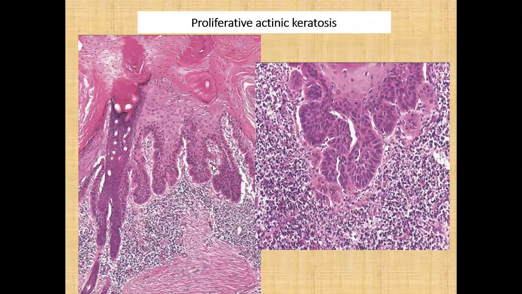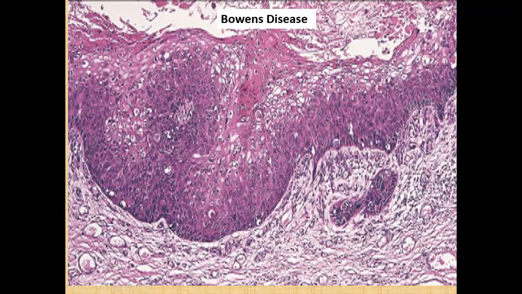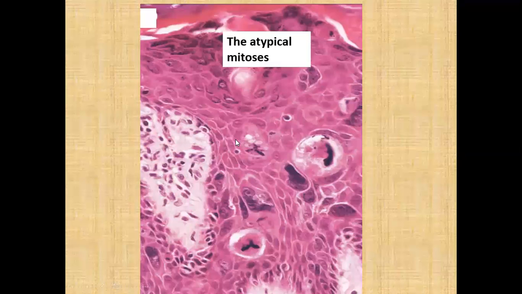This will not be called Bowen's disease, neither will it be called squamous cell carcinoma, but there is a mild to moderate degree of dysplasia which is seen in the basal layer, mainly involving the rete ridges. Bowen's disease is characterized by full thickness atypia with lots of mitotic figures, and by the presence of pleomorphic cells, but these pleomorphic cells will be retaining their desmosomal connections with other keratinocytes.